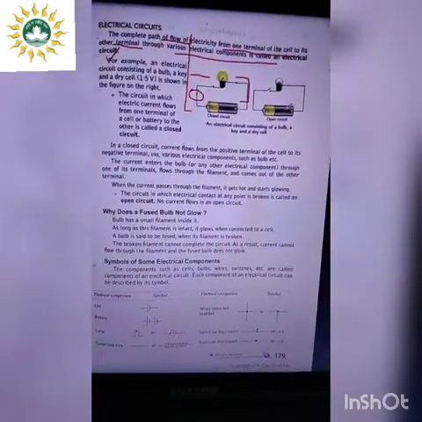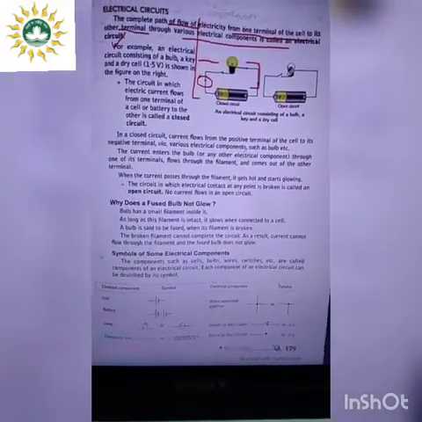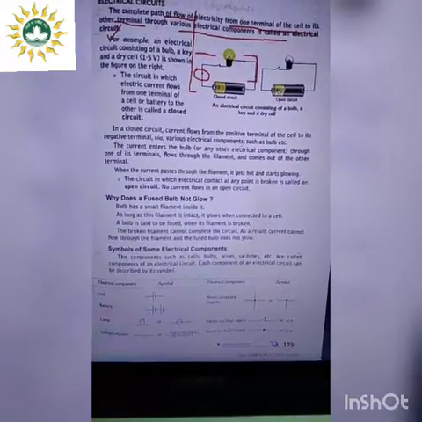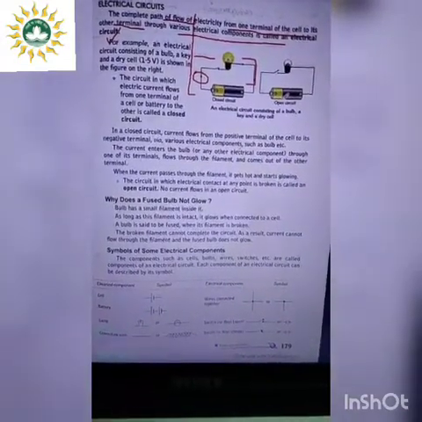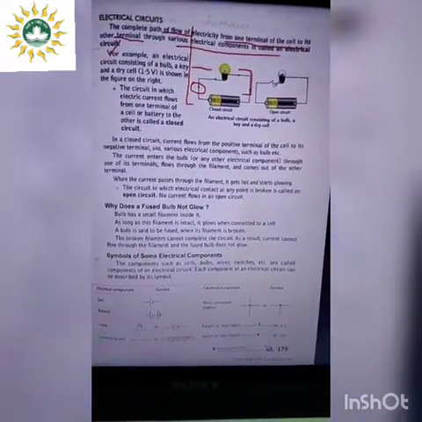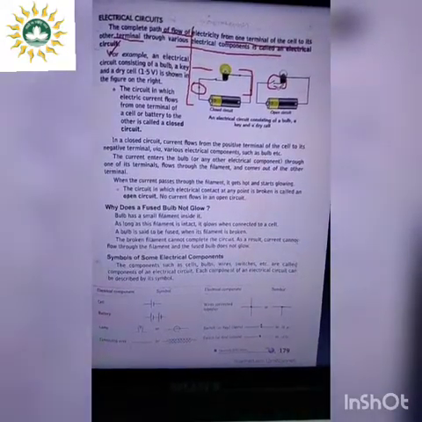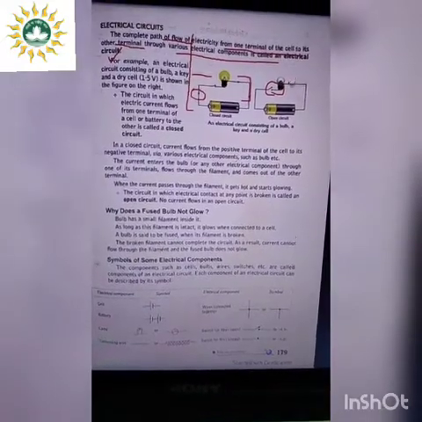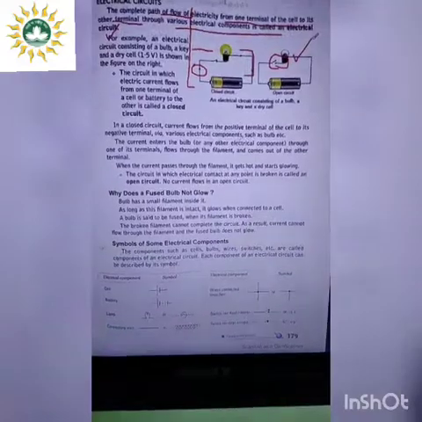formed. But in this case, if you see here, a gap is given. Okay, so here an opening is found. The bulb is not connected with the cell through the wires, because it is left open at one point. So if it is left open at any point, then the electric current will not flow through it, and so this is known as open circuit. Okay, no current flows in an open circuit.